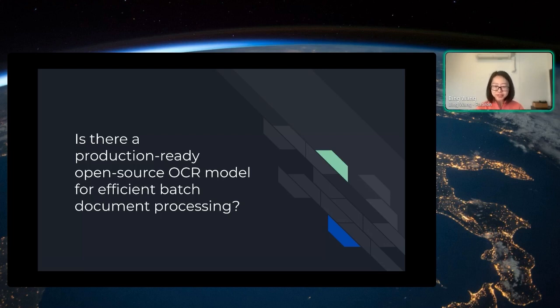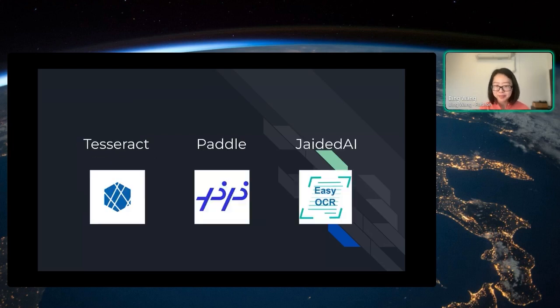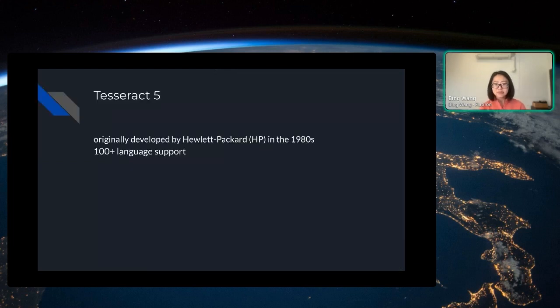So after having tried every single model I can find out there, there are three players that stood out compared to their peers. So let me introduce the three models. The first one is Tesseract. People probably have heard of them. They've been around for decades. It's developed by HP. It's the most established player among the three models today. It also supports a variety of languages.